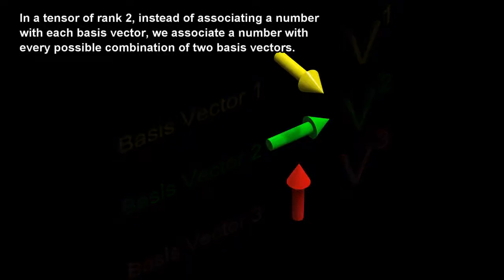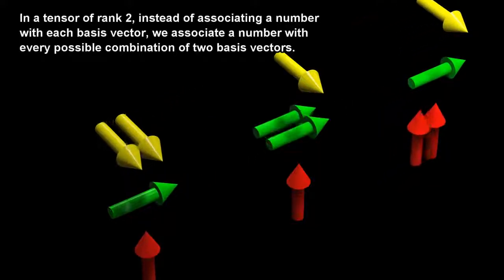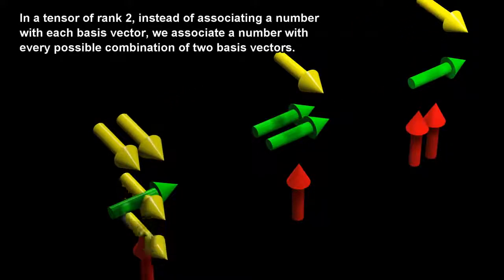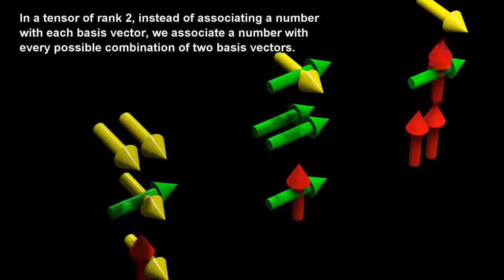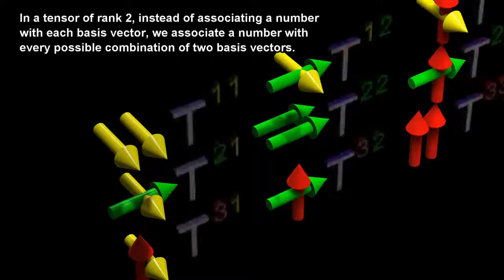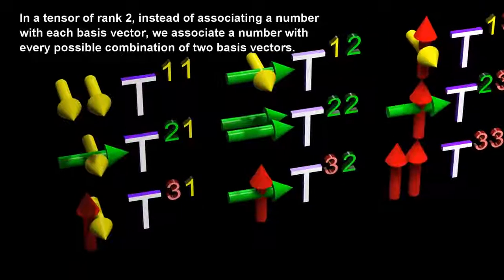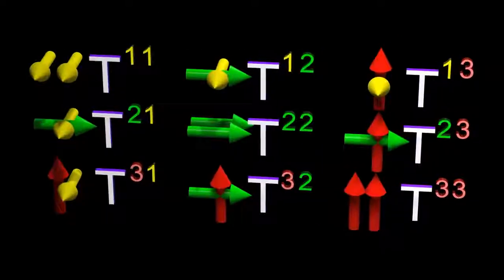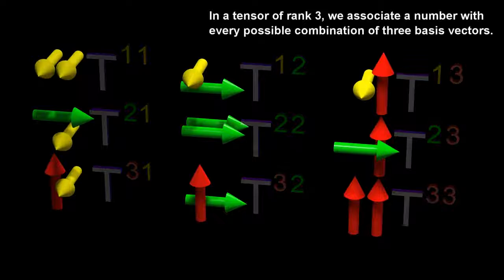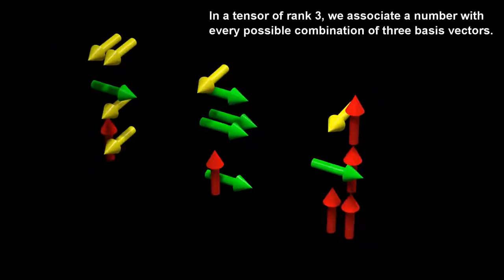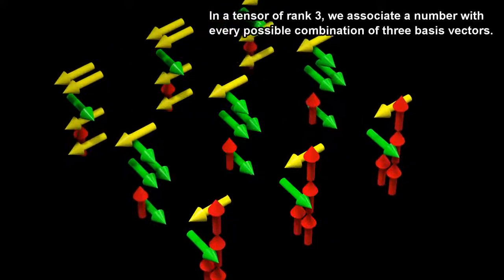In a tensor of rank 2, instead of associating a number with each basis vector, we associate a number with every possible combination of two basis vectors. In a tensor of rank 3, we associate a number with every possible combination of three basis vectors.